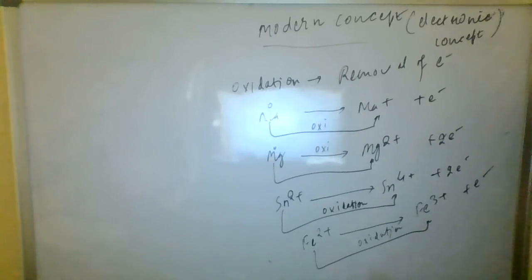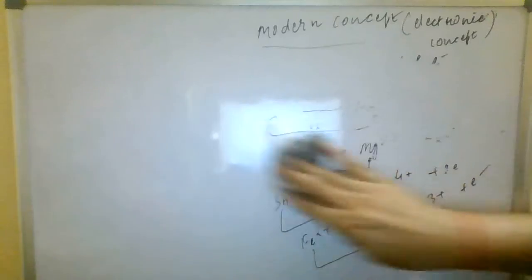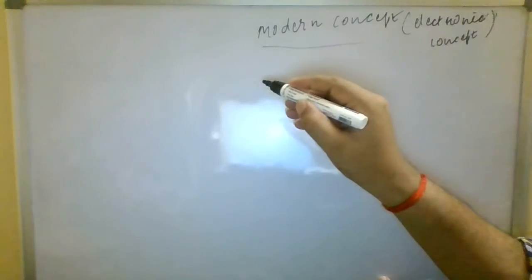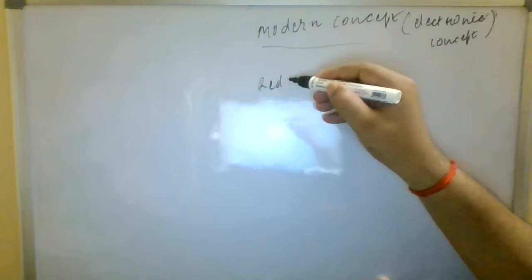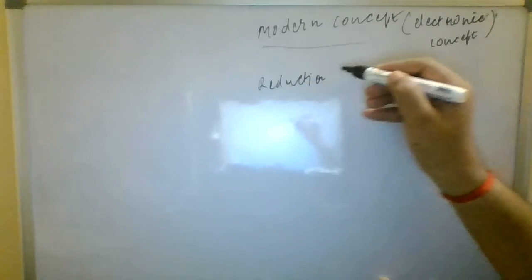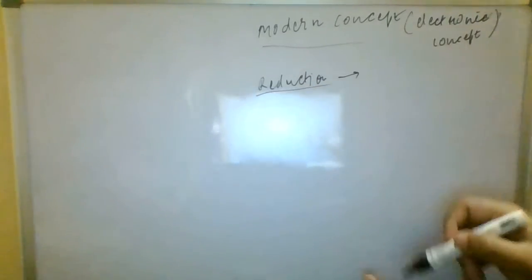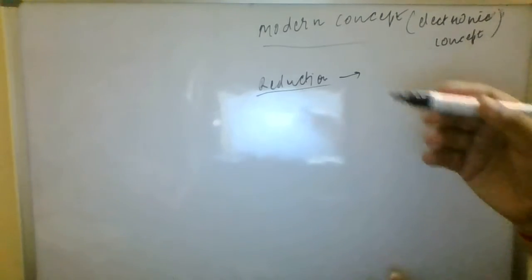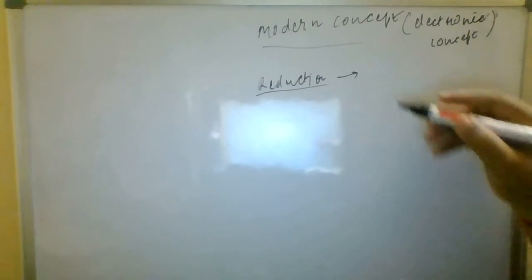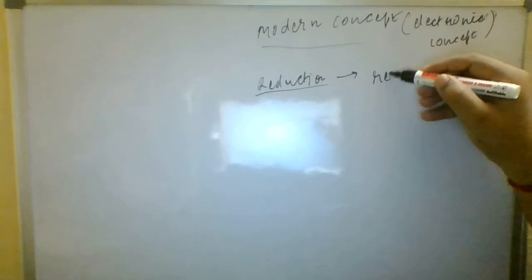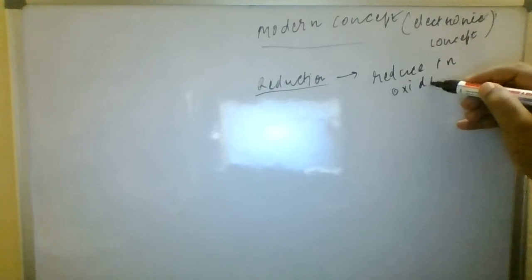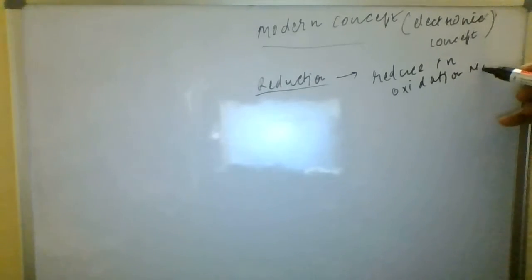Now let us understand the modern concept of the reduction reaction. What is the meaning of reduction reaction? It is the reverse of oxidation. First let us try to understand the meaning of reduction. Reduction means reduce in what? Reduce in oxidation number. This is the meaning of the term.